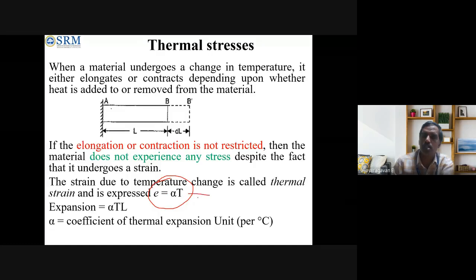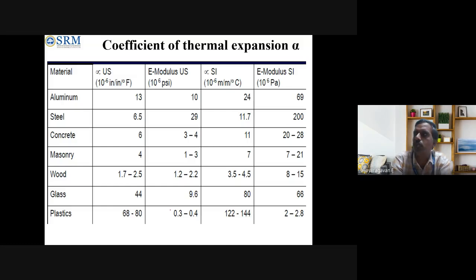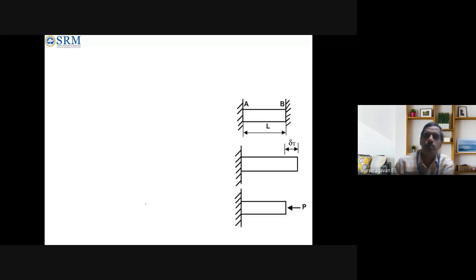We know that strain is equal to change in length divided by original length. So from this we say change in length is equal to alpha T into L. Alpha is called the coefficient of thermal expansion, and its unit is per degree centigrade. For different materials, the thermal expansion value differs. So this slide gives the values for different materials, so you can go through it later.